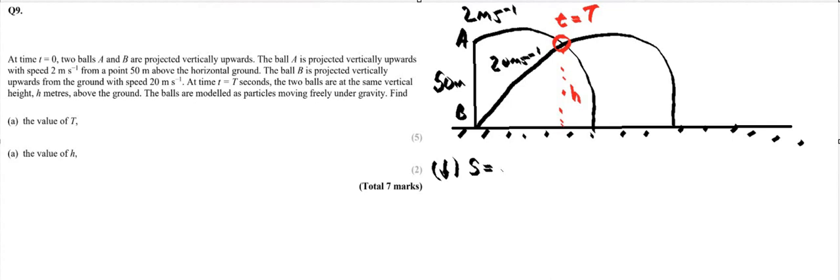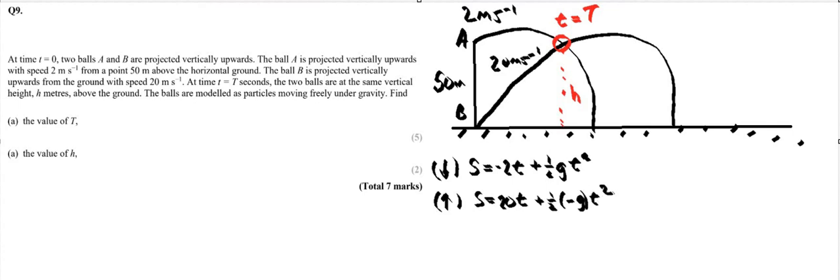So its displacement is going to be minus 2t, because we're going down. Remember, it's being projected upwards initially, plus 1/2 times gravity times t squared. Okay, so remember, gravity is positive, as we're assuming the downward direction is positive. Now, the other particle we're going to assume is going up. So s, this time our initial velocity is positive. But now our gravity is negative.